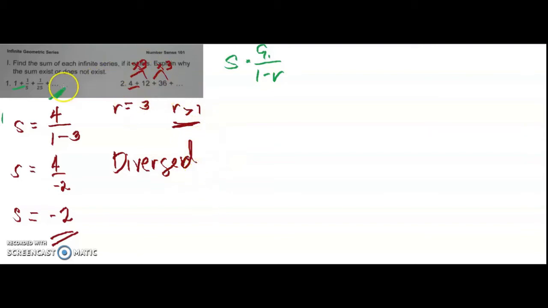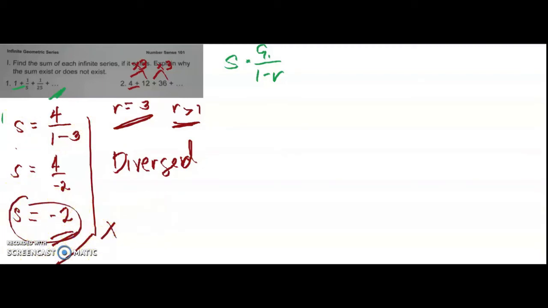Our series is divergent. So when it is divergent, or the ratio is greater than 1, don't proceed with the calculation here. Okay? It's no longer allowed, because what you would calculate is a number that is not acceptable to be considered as the sum of this particular geometric pattern. As you can see, when we calculated it, the number was negative, and there is no such thing as a negative number when finding the sum of a particular pattern.